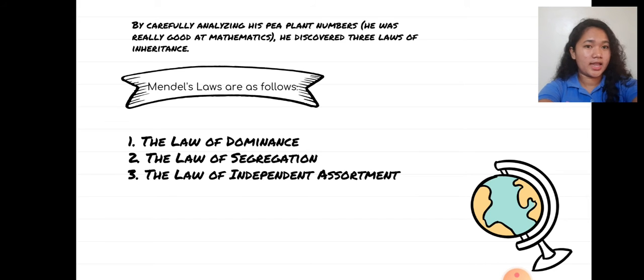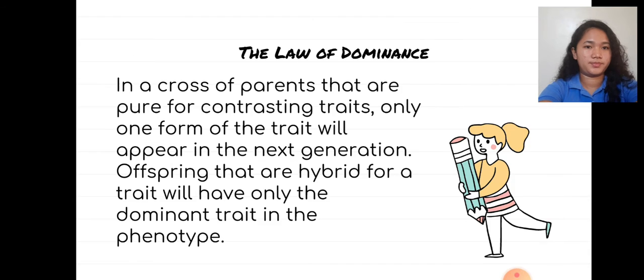By carefully analyzing his pea plant numbers, he was really good at mathematics. He discovered 3 laws of inheritance. Mendel's laws are as follows: the law of dominance, the law of segregation, and the law of independent assortment.